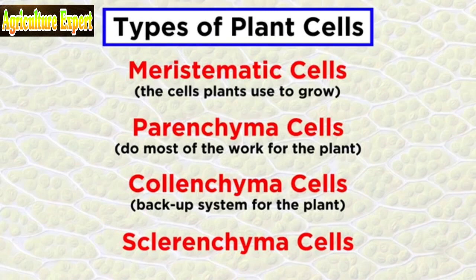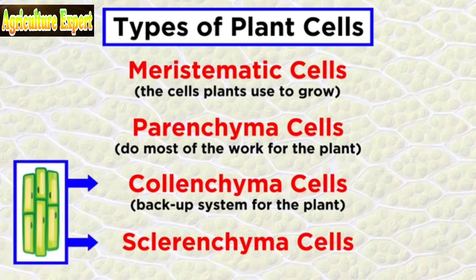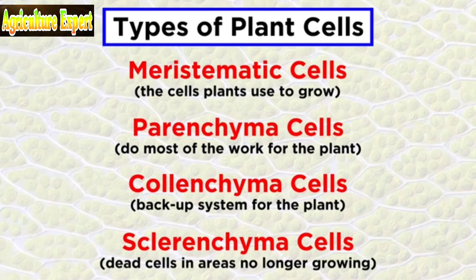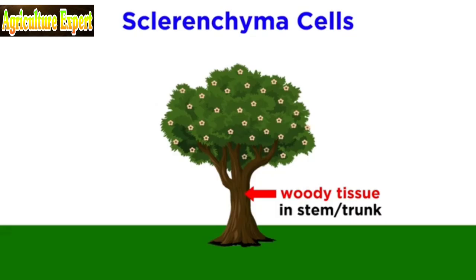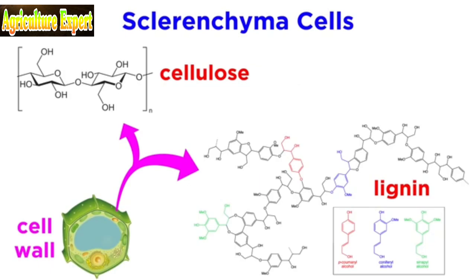The final type of plant cell, as we just mentioned, are the sclerenchyma, and these are a little different from the first three. Though sclerenchyma also have thickened cell walls like the collenchyma, the real difference is that sclerenchyma cells are dead and found in parts of the plant that are no longer growing. These sclerenchyma cells provide the most support for the plant by creating woody tissue in stems and trunks. Sclerenchyma cell walls contain lots of cellulose and lignin, which are both complex biopolymers that are difficult to break down, so they last a long time.